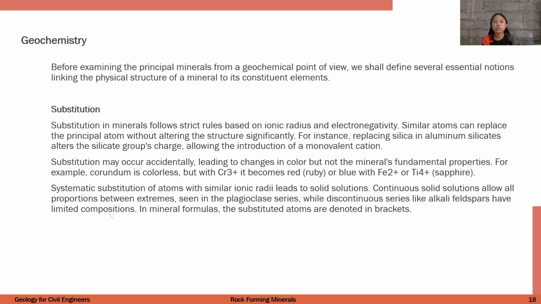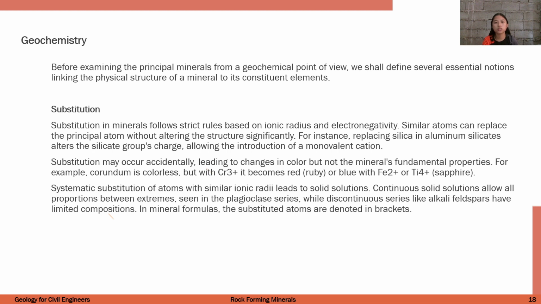And para mabalance ito, need natin mag-add ng another extra atoms to balance it out. So, minsan, ang pag-swap ng atoms nagbibigay ito sa minerals ng pretty colors. Just like sa na-mention dito, like ruby and sapphire.